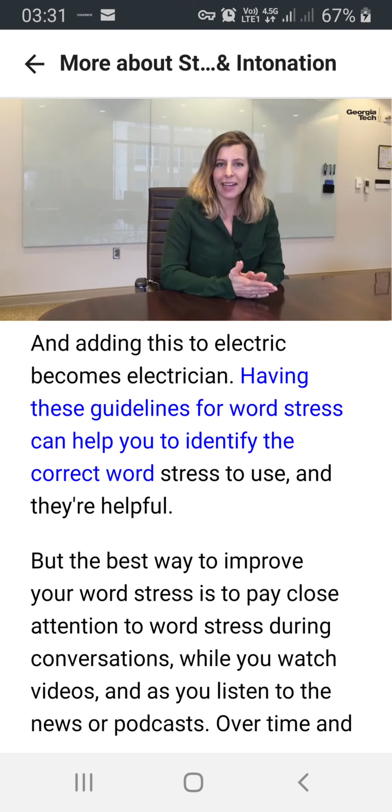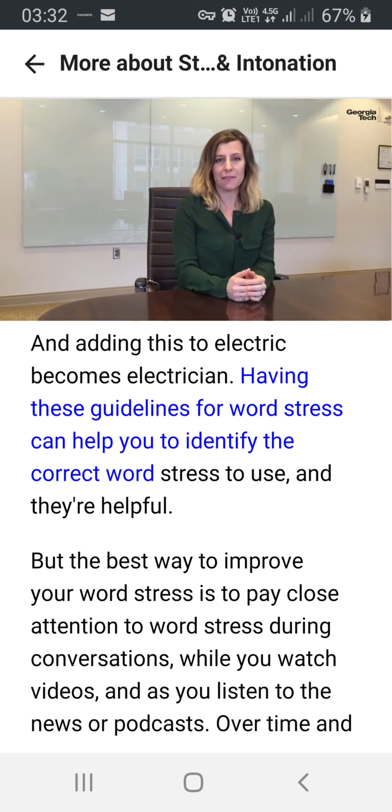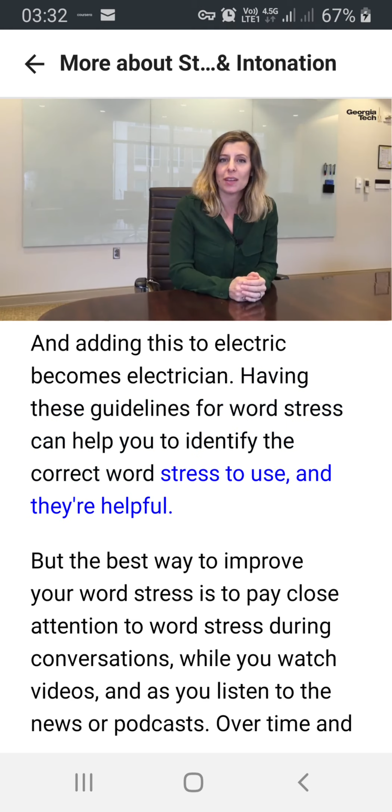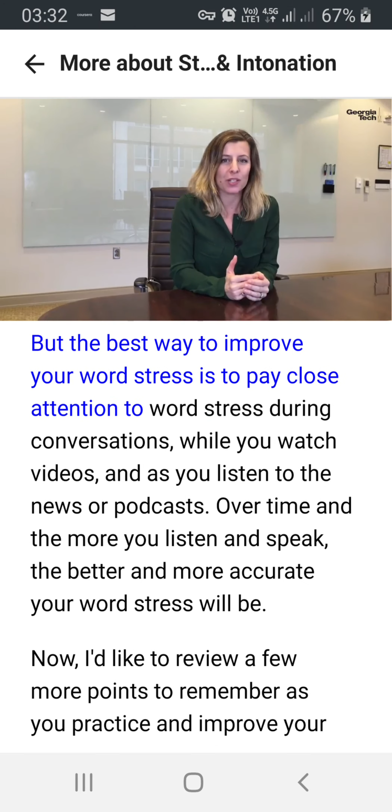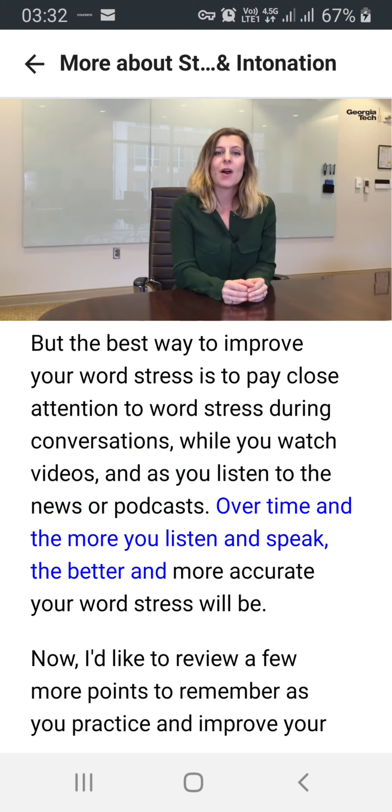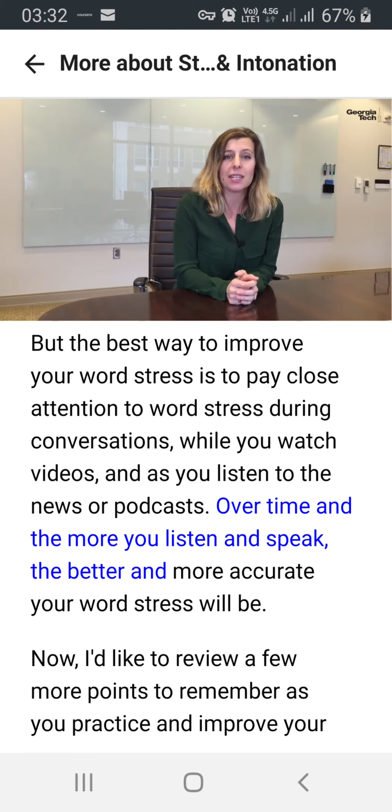Having these guidelines for word stress can help you to identify the correct word stress to use, and they are helpful. But the best way to improve your word stress is to pay close attention to word stress during conversations, while you watch videos, and as you listen to the news or podcasts. Over time, and the more you listen and speak, the better and more accurate your word stress will be.